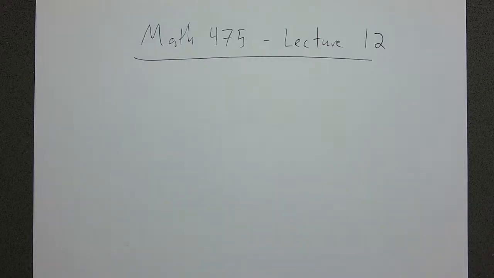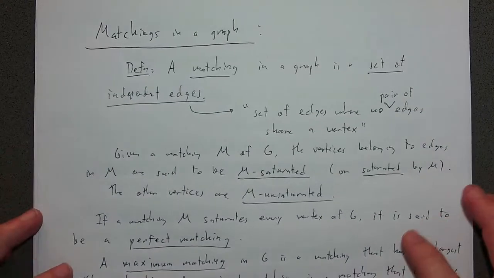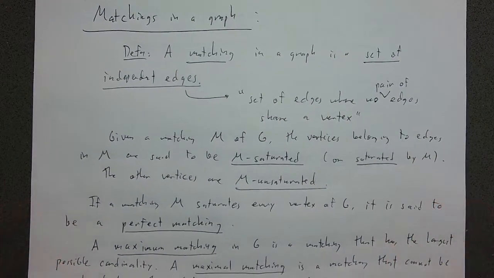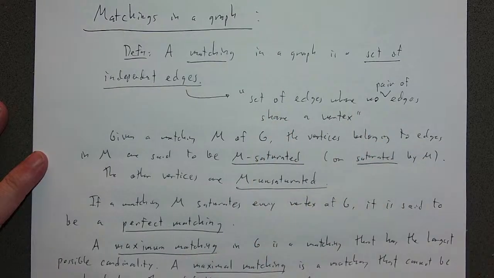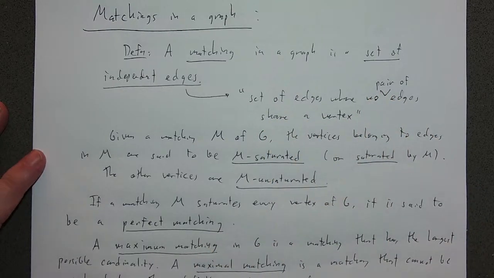Yesterday, in the last lecture, we defined and discussed the idea of a matching. So a matching is a set of independent edges. Independent meaning, of course, a set of edges where no pair of the edges share a vertex. We defined what it meant to be M saturated. M is a matching of some graph.